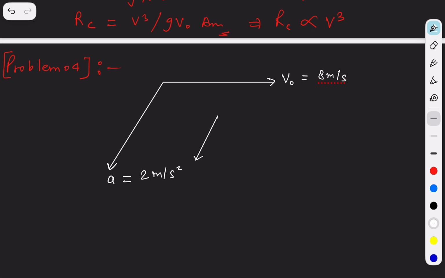Okay, this is not going to change. This is your acceleration vector direction, and the magnitude is also going to be constant.